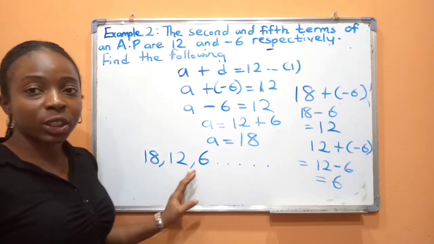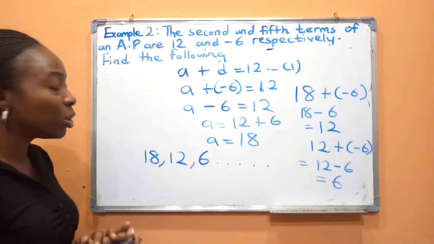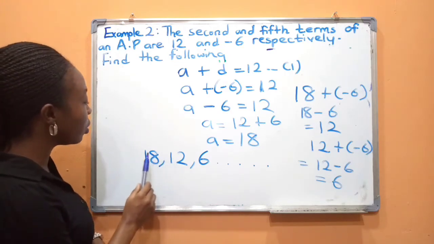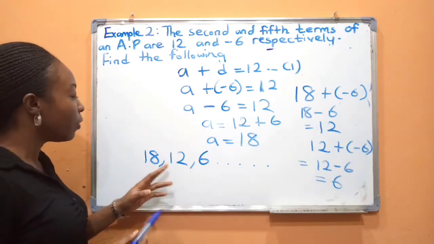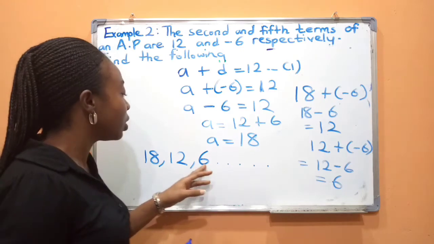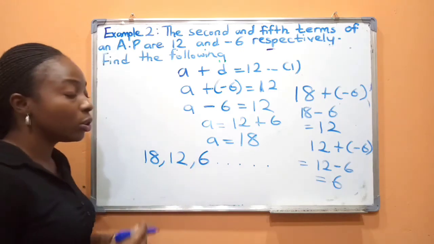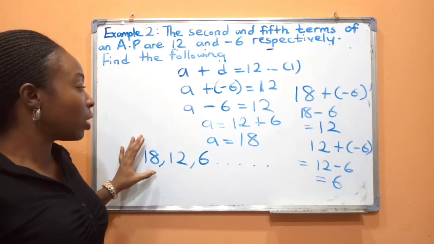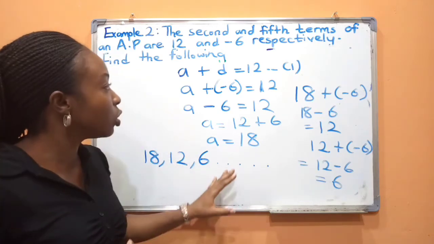All they want you to establish here is the fact that the common difference is constant. And if you take a look at this, if you say 12 minus 18, you're going to have -6, and if you say 6 minus 12, you're going to have -6. So we've established this as an AP. So that's fine. We don't need to continue, so we can stop here.